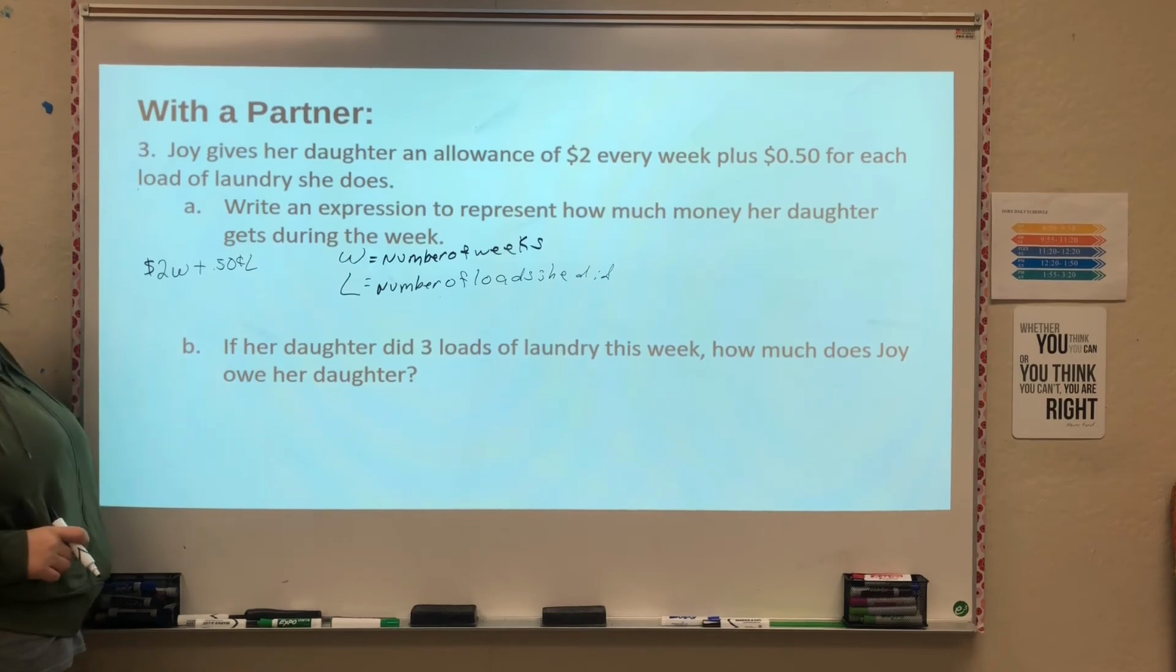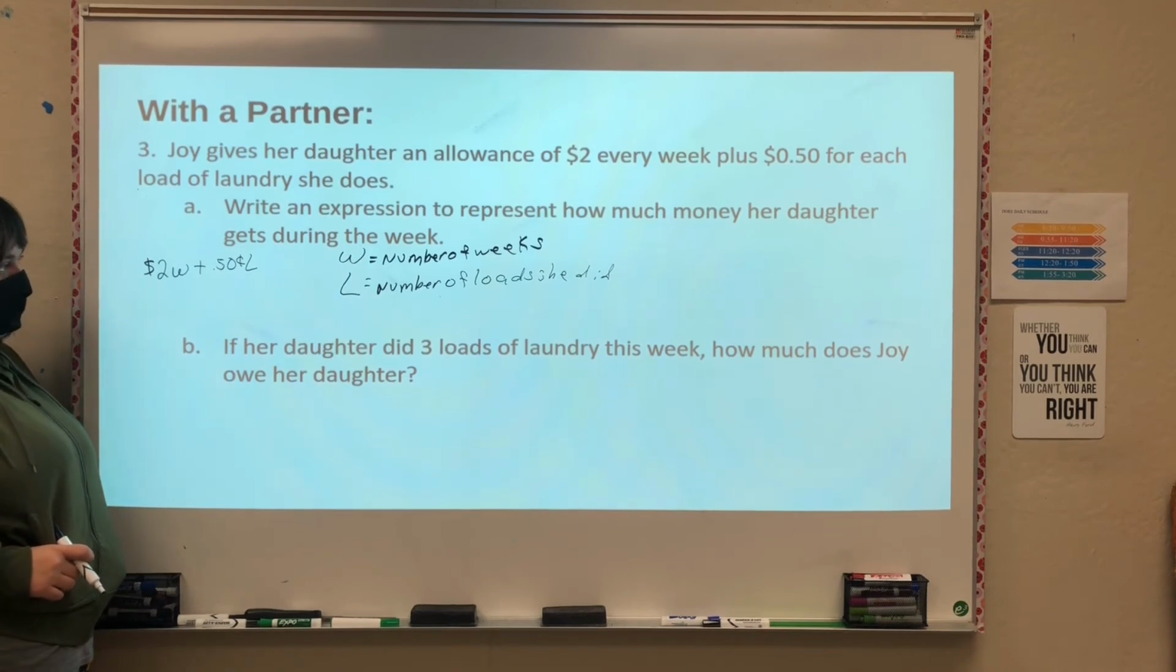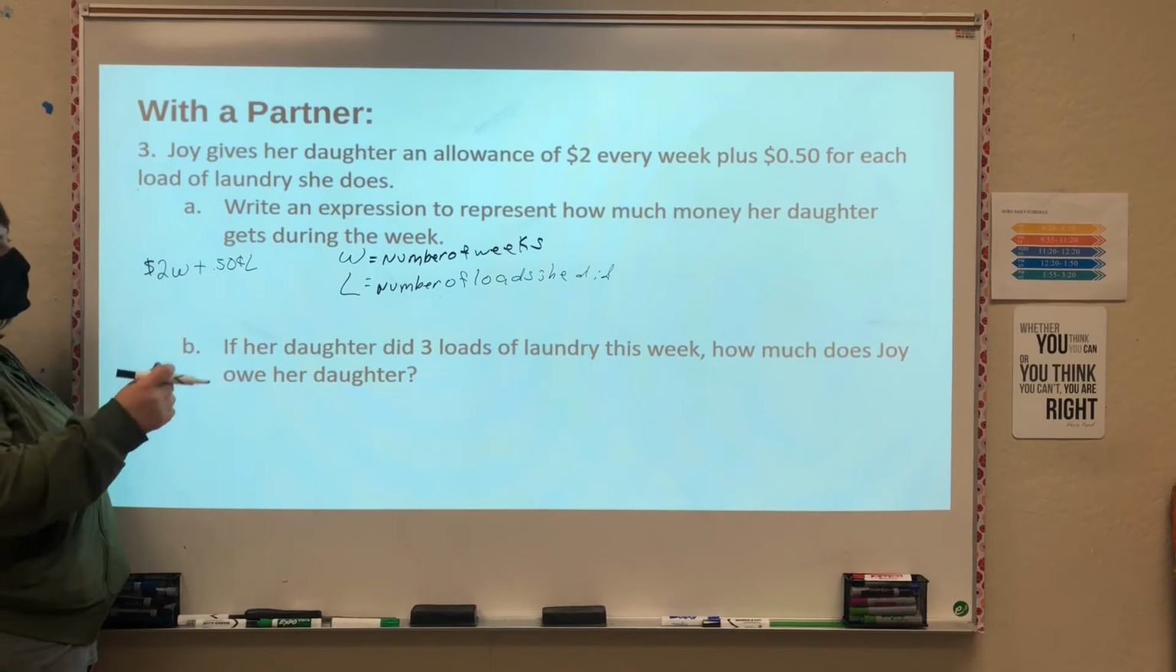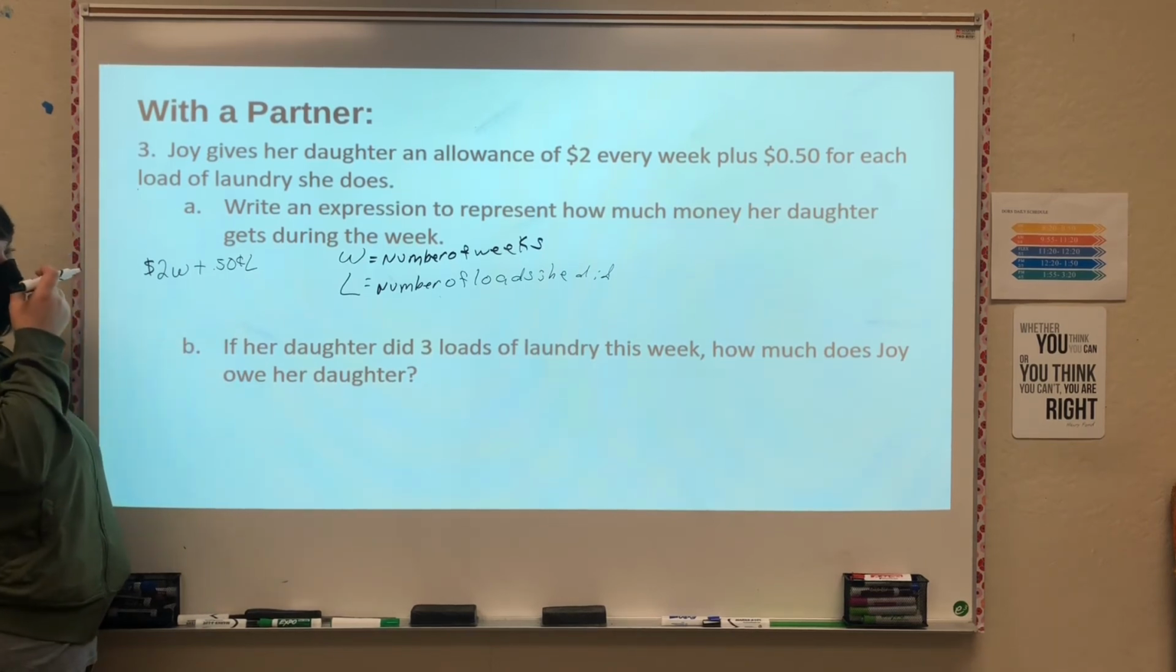When we read through number 3, do we know how many loads of laundry she did? Not part B, just the top part of number 3. Do we know how many loads of laundry she did? You have read part B, but we're not at part B yet. No, we don't know. Do we know how many weeks have gone by? No. Read part A.